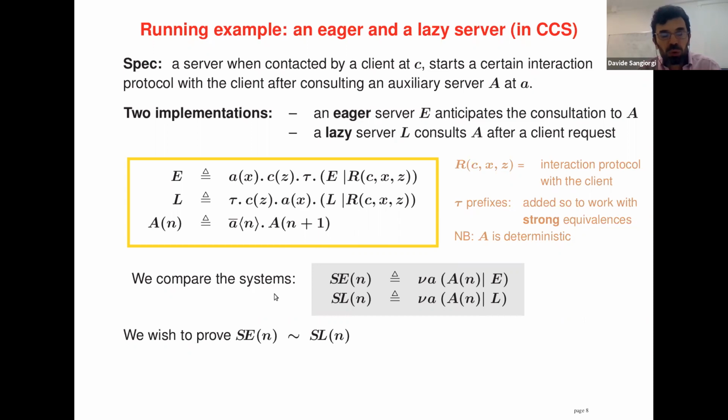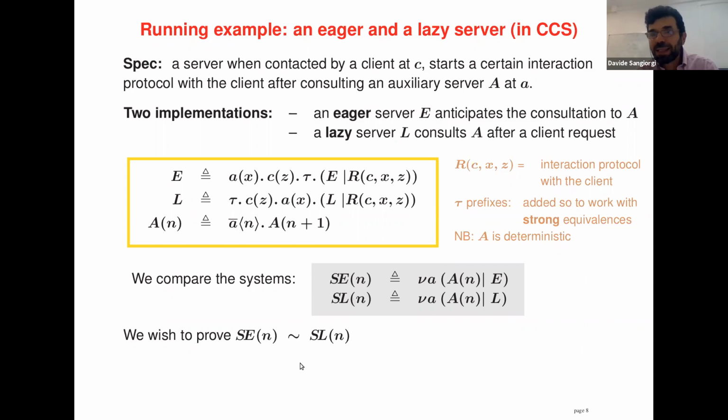So what we want to do is compare the eager and the lazy systems, so these two processes here, where N is the state of the auxiliary server. The auxiliary server is a deterministic server that sends out an integer, and it then progressively increases such integer. And we wish to prove that these two systems are equal.